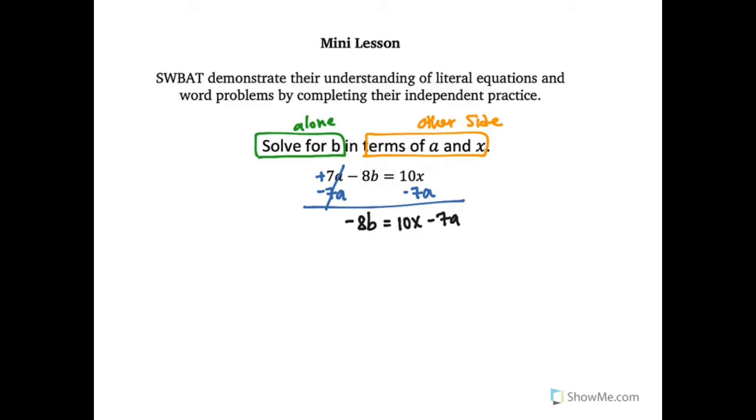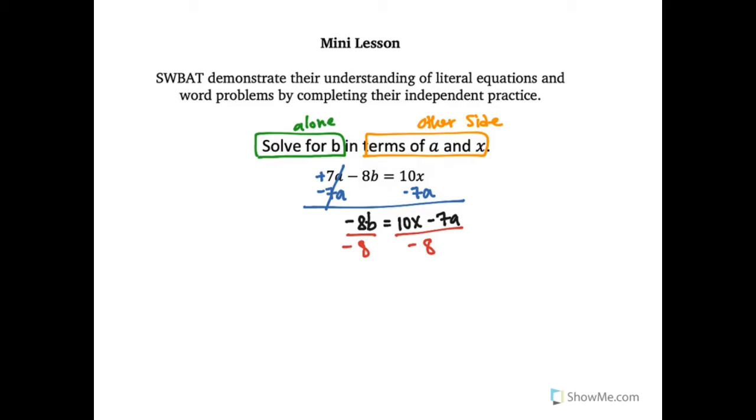So now I have -ab. And remember that my goal here is to get b by itself, which means that I still have to get rid of this -8 that I have right here. Now the operation happening between -a and b is multiplication. This is -8 times b. So if I want to get rid of that -8, I have to do the opposite or the inverse operation, and we're going to go ahead and divide by -8 on both sides.